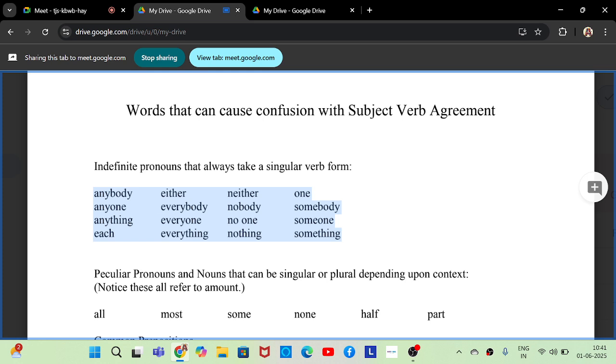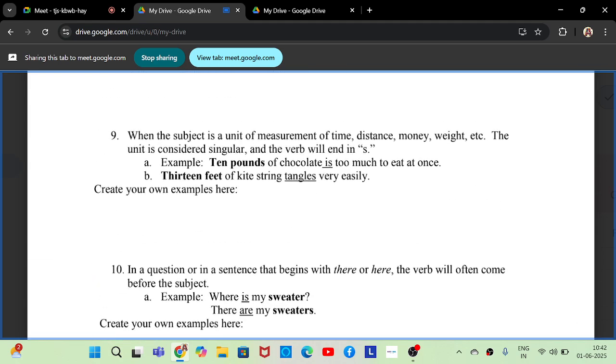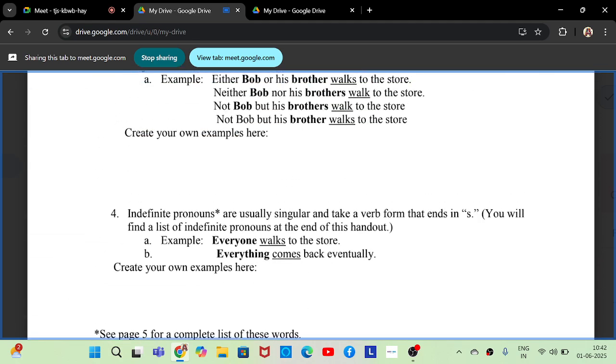So you got 12 now. With these 12 you also consider each, either, neither, one. Then you will have some other words like all, none, most, any. So four more words: all, none, most, any. Totally you are getting 20. Whenever you are using any of these indefinite pronouns, the verb will be singular.